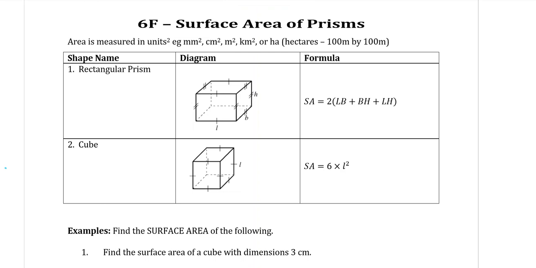Today, we want to do surface area of prisms. This is still area, so it's still going to be in centimetre squared or millimetre squared, whatever the unit is. But surface area means we want an area of a three-dimensional shape. Now, we are only going to look at two shapes in this section, which is the rectangular prism and the cube, and we're going to look at cylinders later.